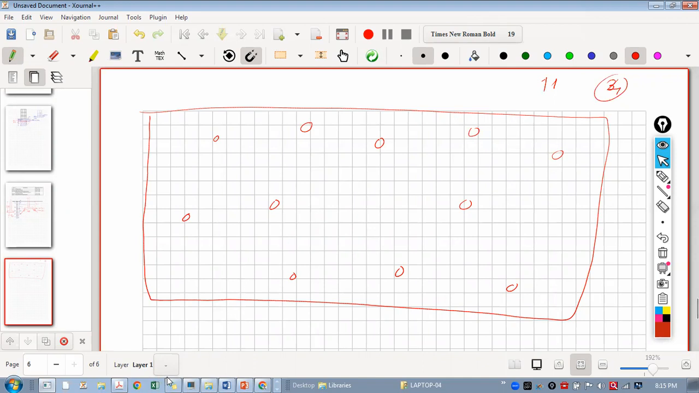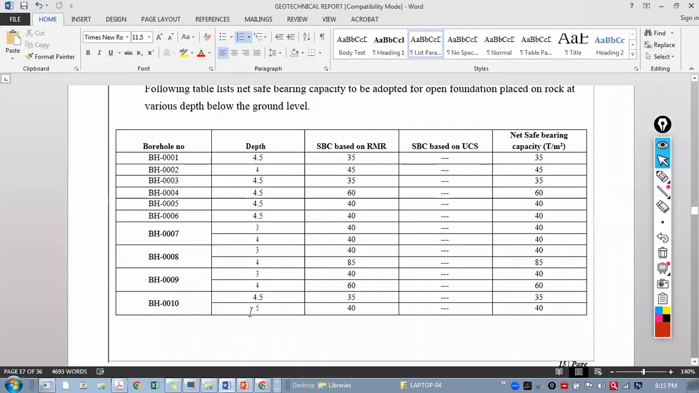In that case, what can you do? It is better to go for the conservative approach. And as a structural engineer, I will be happy with 35 and 4.5 meters. So I'm going quite deep below also, and I'm also taking the lower value of this SBC.